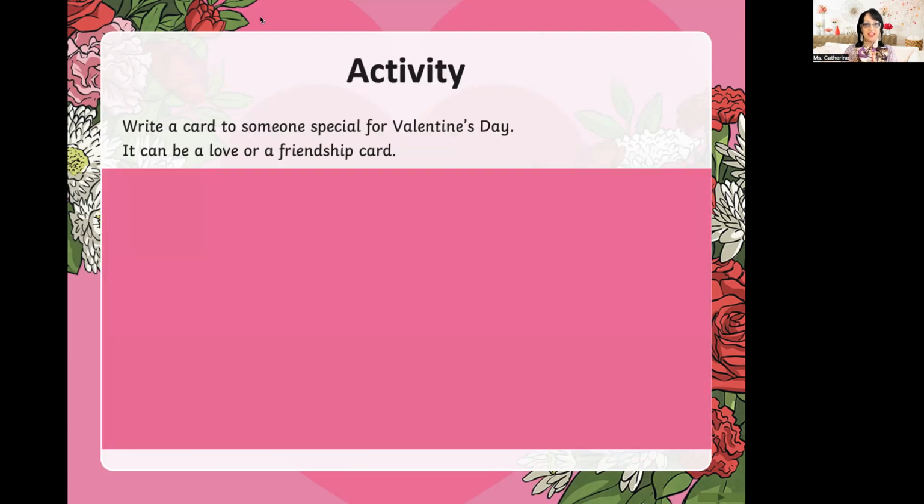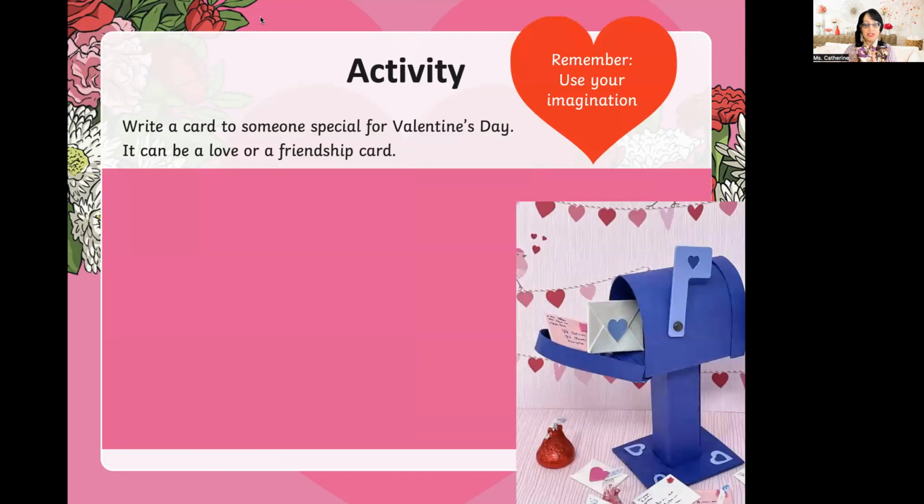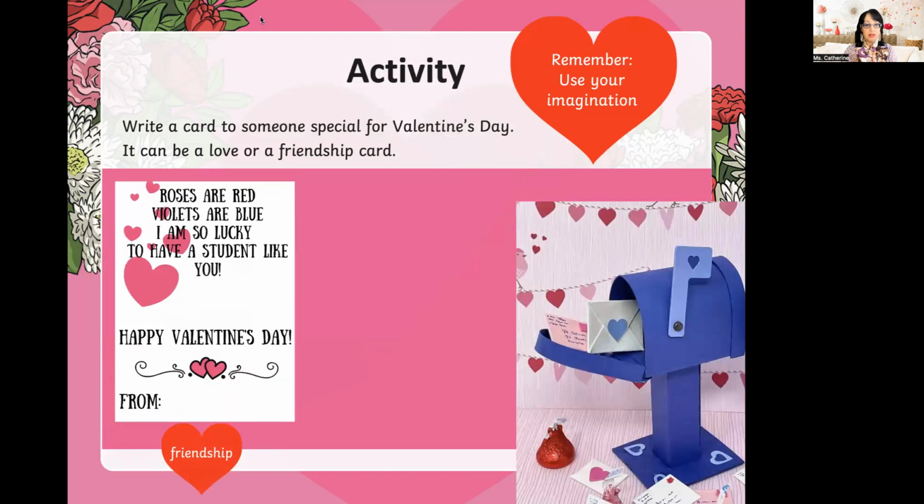Okay, let's do an activity. We're going to write a card to someone special for Valentine's Day. It can be a love or a friendship card. Okay, remember, use your imagination. An example of a friendship one. Let's say this together. Roses are red, violets are blue. I am so lucky to have a student like you. Happy Valentine's Day from Ms. Catherine. That would be a friendship example.